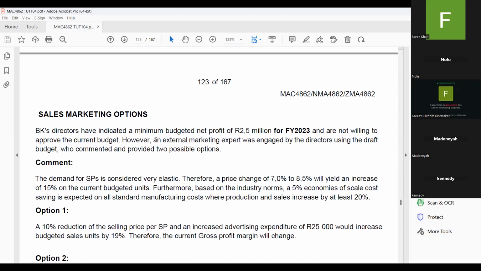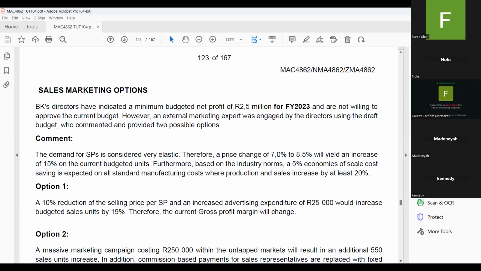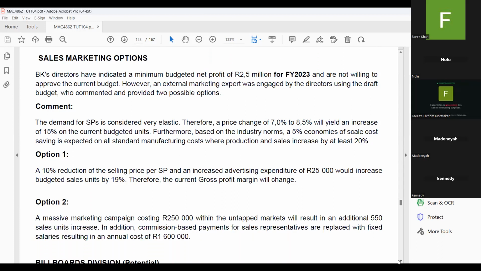However, an external marketing expert was engaged by the directors using the draft budget, who commented and provided two possible options. So he gave a comment and then he provided two possible options. The comment is, the demand for SP standard packages is considered very elastic. Therefore, a price change of 7% to 8.5% will yield an increase of 15% on the current budgeted units.